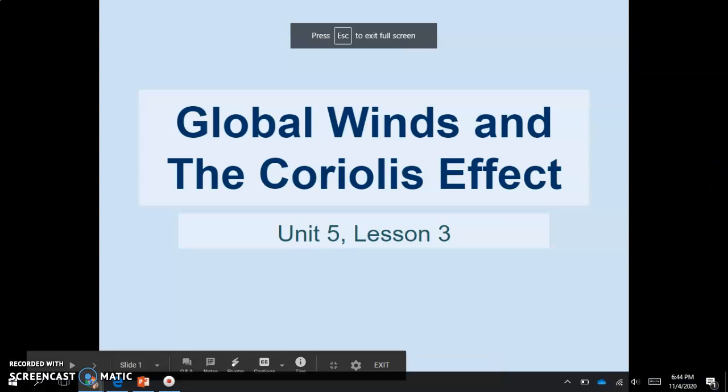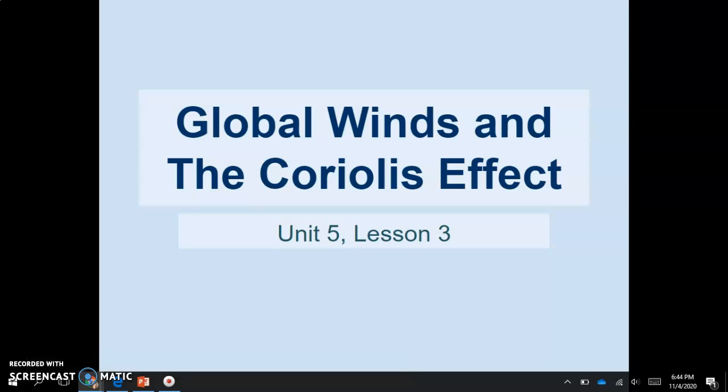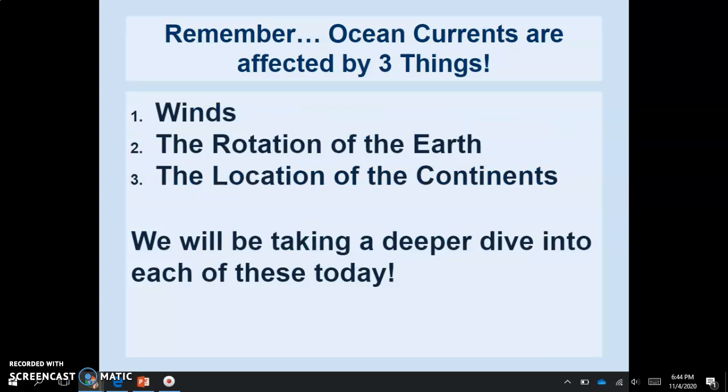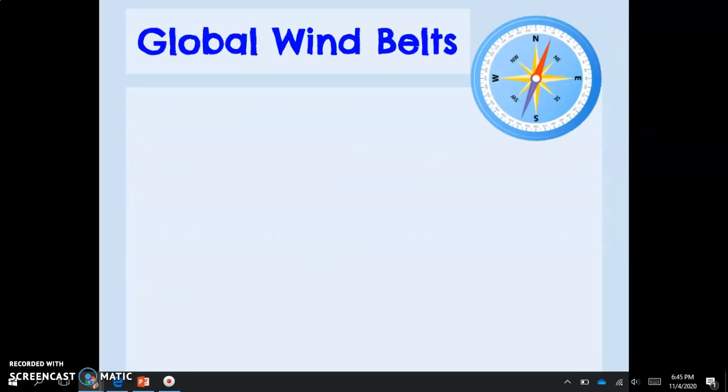Today we are on Unit 5, Lesson number 3, and we're going to be learning about global winds and the Coriolis Effect. So as always, we should have downloaded our interactive notebook pages and we can go ahead and jump into these. So remember, our ocean currents are affected by three things: our winds, the rotation of the Earth, and the location of the continents. And we're going to be talking about each of these more in depth today.